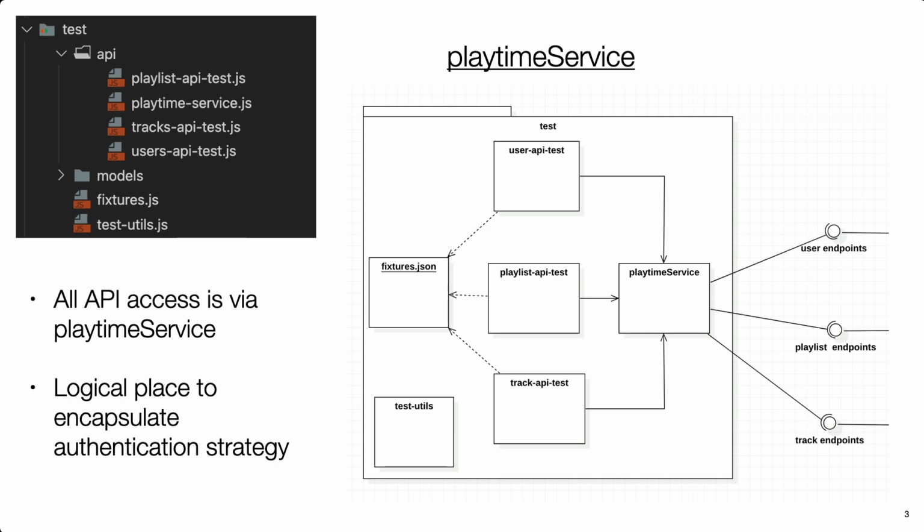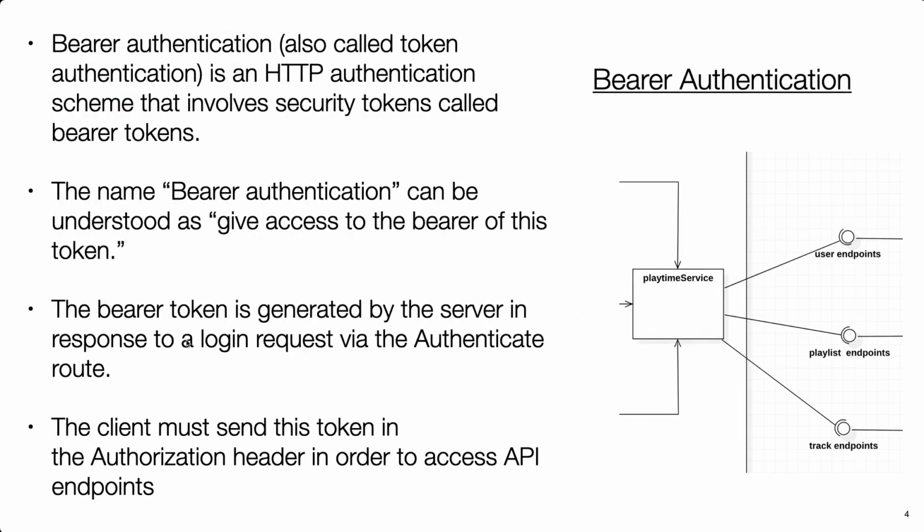Well, we already have a playtime service object, as you might recall, which is our interface into all of the API. This seems like a good place to centralize any work we might need to do on authentication. In other words, we could equip that playtime service object with an authenticate method, which would ensure that the tokens are set up and are used for all subsequent exchanges. Remember, we're using this bearer authentication technique, which is part of the HTTP standard. So we would expect our Axios library to help us out here.